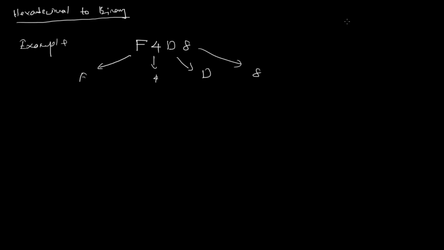Just for your info, F is 15. You have to do long division to convert this decimal number to binary. So 7 balance is 1, 3 balance is 1, 1 balance is 1.